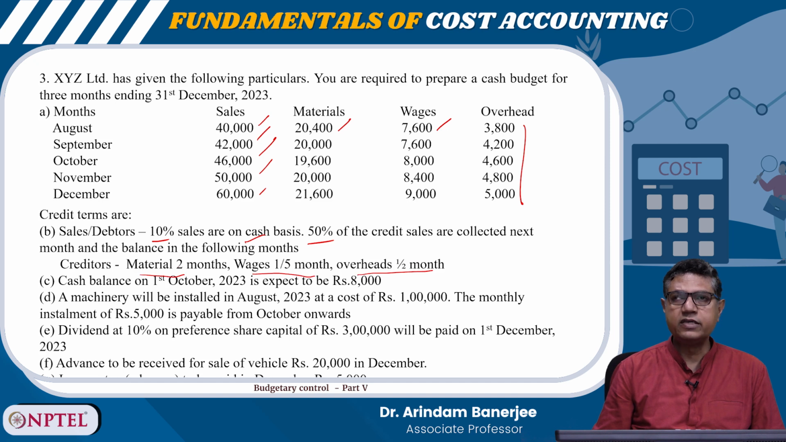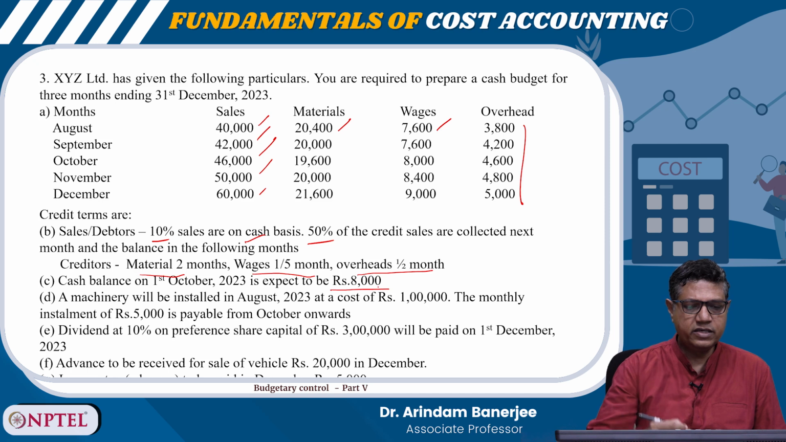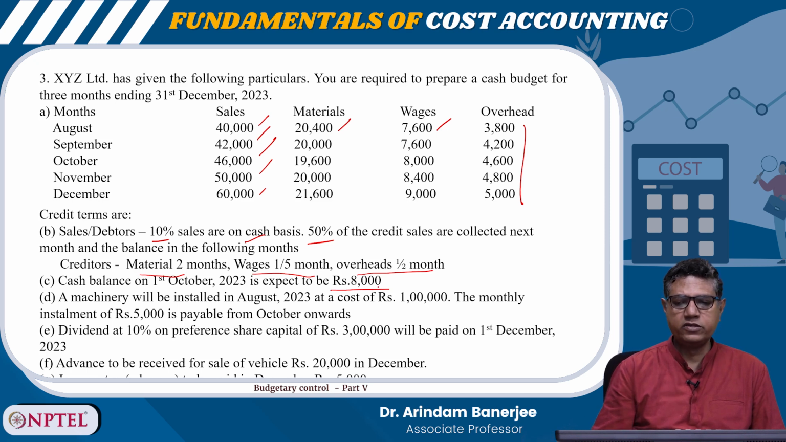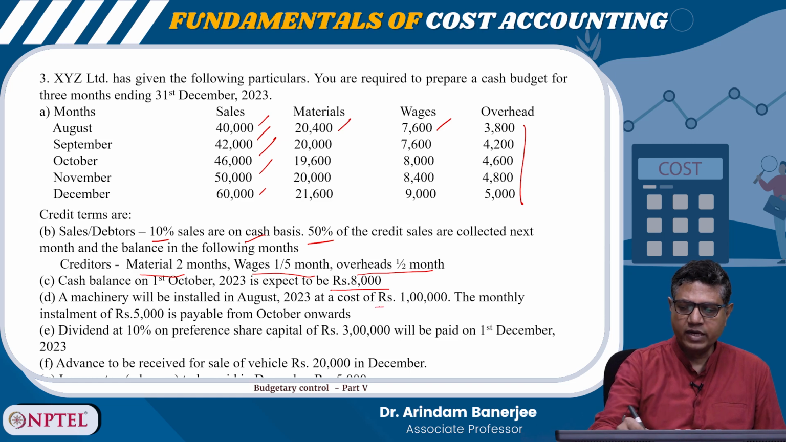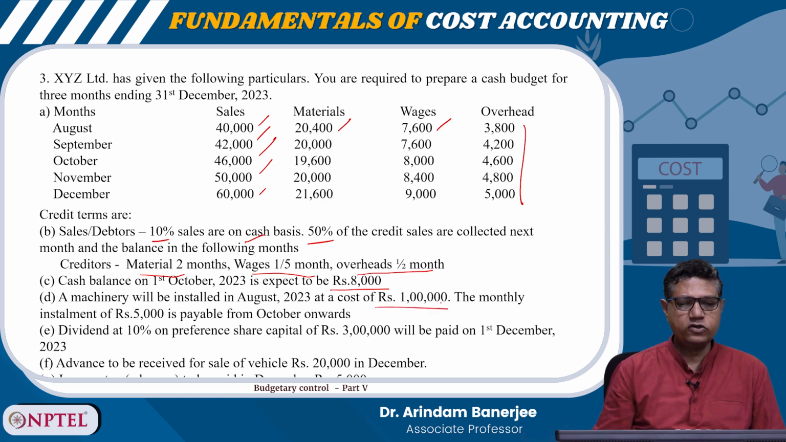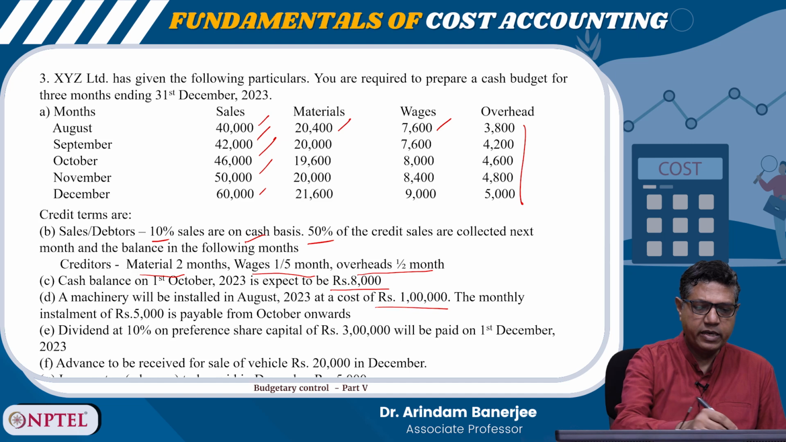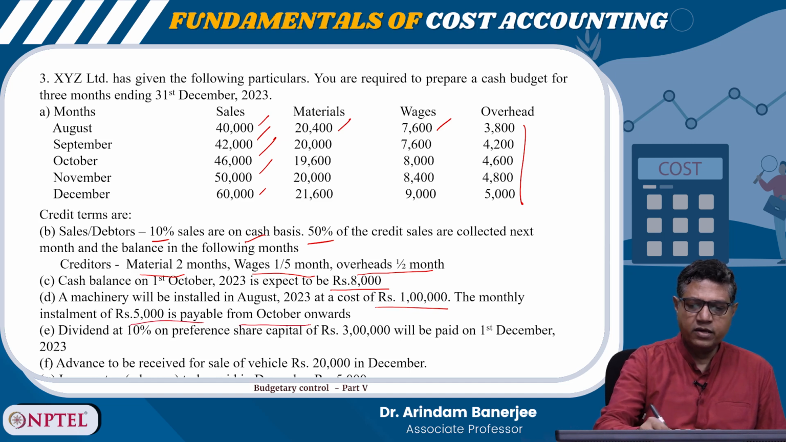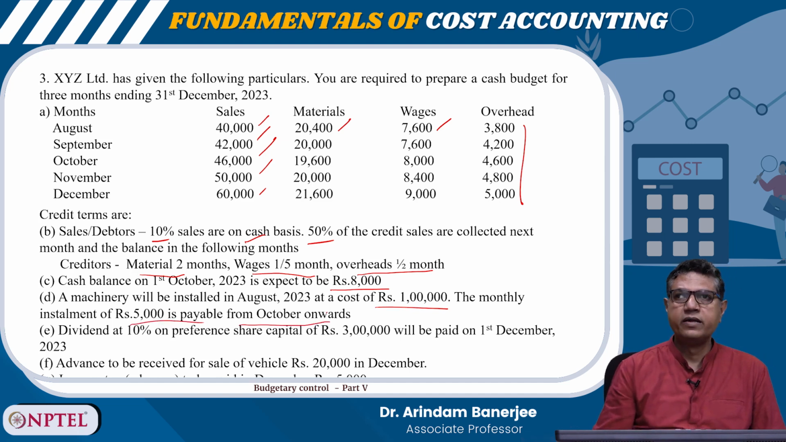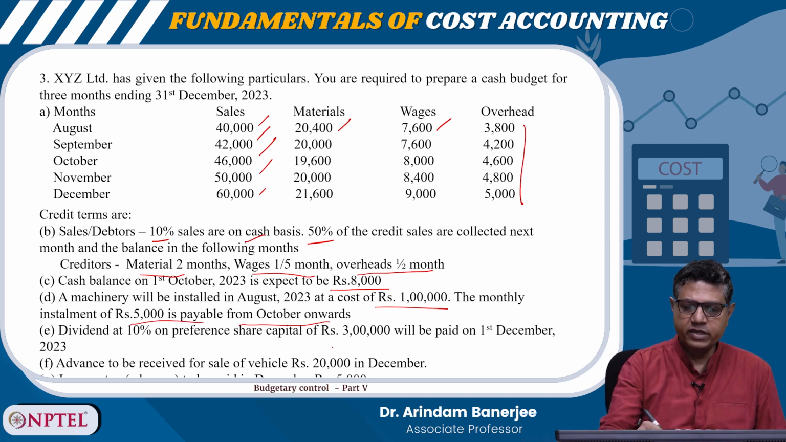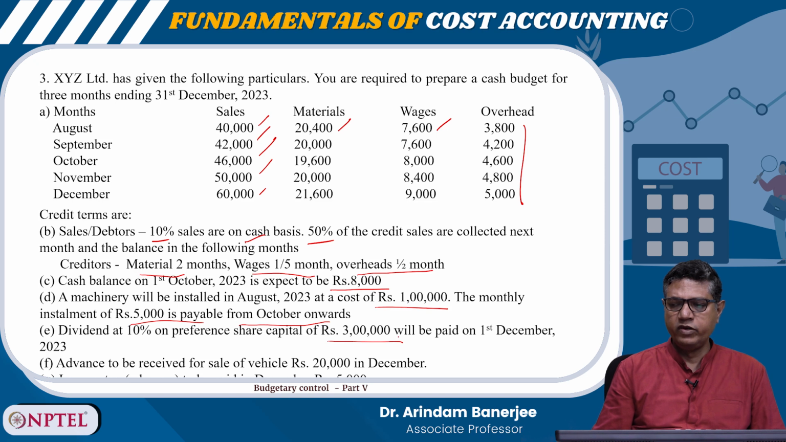Cash balance on 1st October 2023 is expected at 8,000. Our machinery will be installed in August 2023 at a cost of rupees 1 lakh. The monthly installment of 5,000 is payable from October onwards. Dividend at 10% on preference share capital of rupees 3,000 will be paid on 1st December 2023.